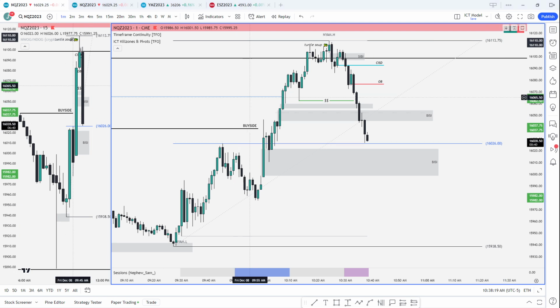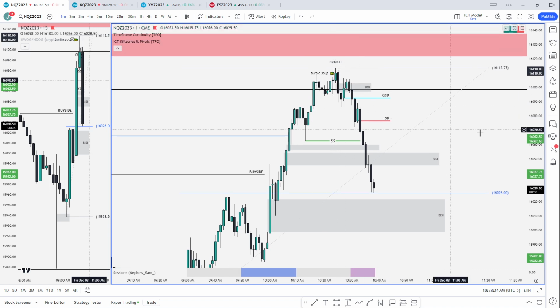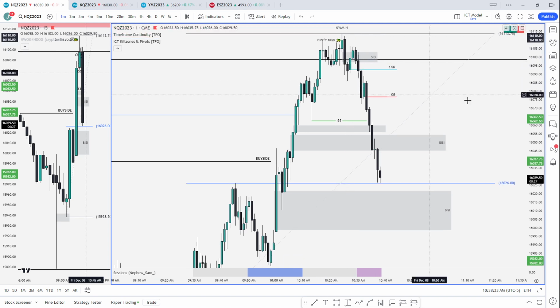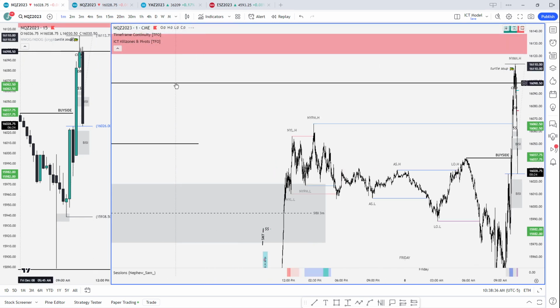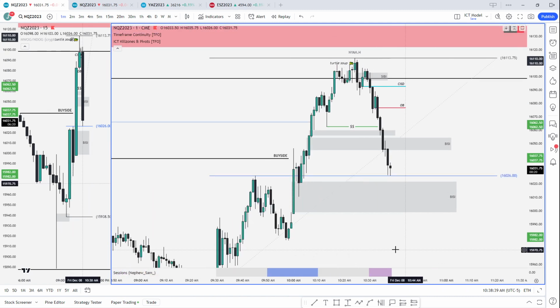Textbook 2022. I don't know if it's too textbook because we didn't really get a clear change in state since we're just filling this gap. But with the turtle soup and the SMT, I guess you could say maybe textbook, but it's buy side all the way from over here. I think it's more textbook 10:30 macro than it is a 2022.